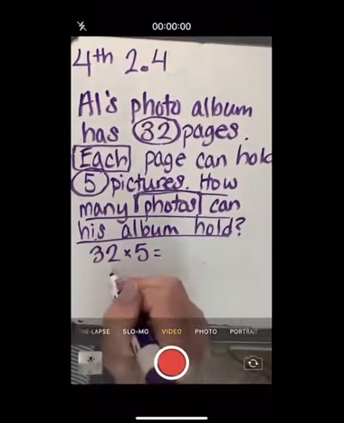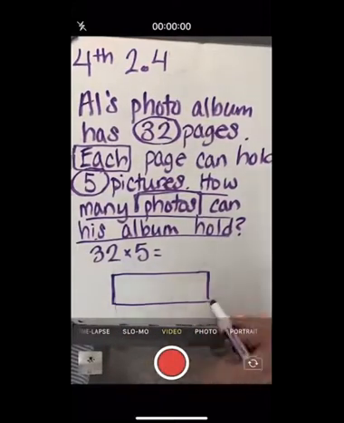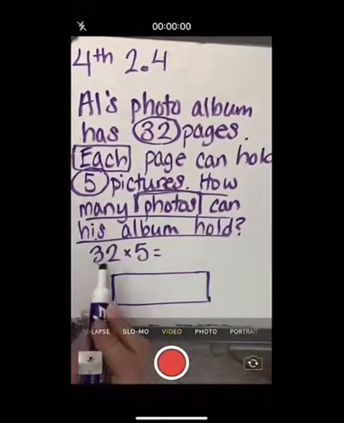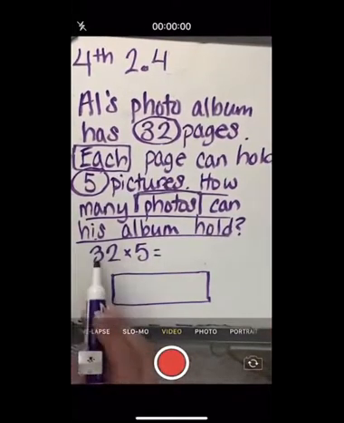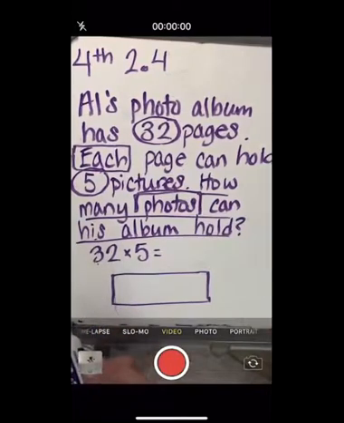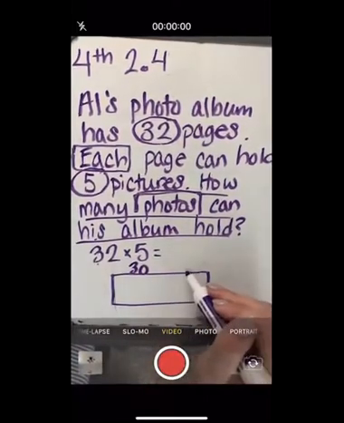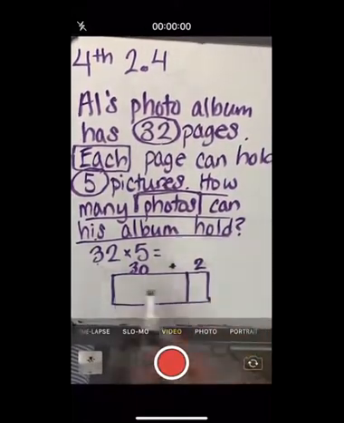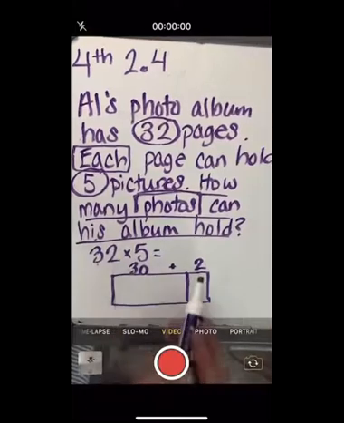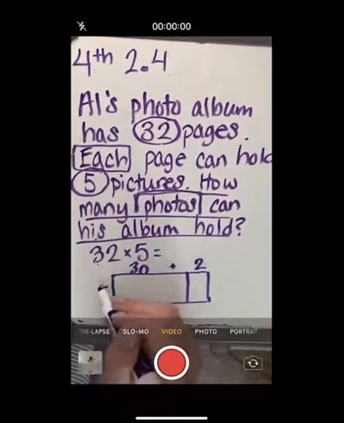Now we need to set up our area model. I always need to split it into tens and ones if it's a multi-digit number. In this case, I have a 3 in my tens place, but that's not just a 3. It's 3 groups of 10, or 30. And 30 will take up a bigger space because it's greater than 2. So I know 30 plus 2 is 32. The value of my 3 is 30, got it. Over here, I have just a 5.